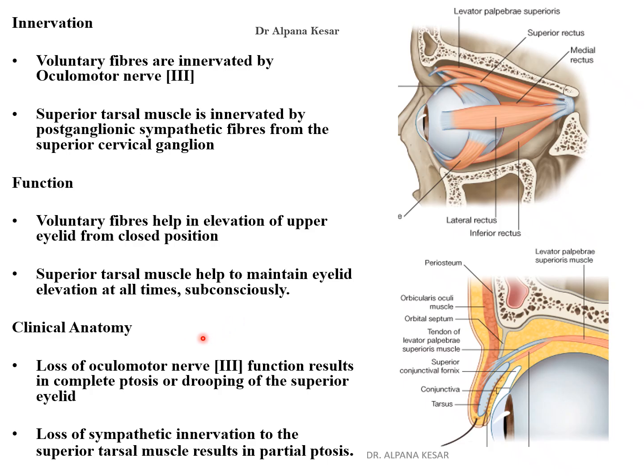Clinical anatomy. Loss of oculomotor nerve function results in complete ptosis or drooping of the upper eyelid as the patient is unable to open the eyes. Loss of sympathetic innervation to the superior tarsal muscle will result in partial ptosis where the patient is able to open the eyes but is unable to maintain it open at all times, and thus there will be partial ptosis.